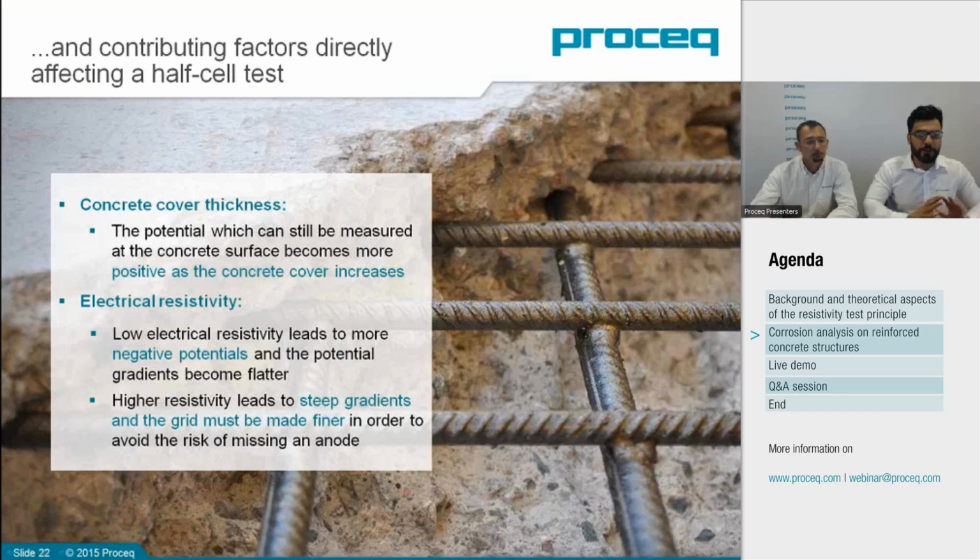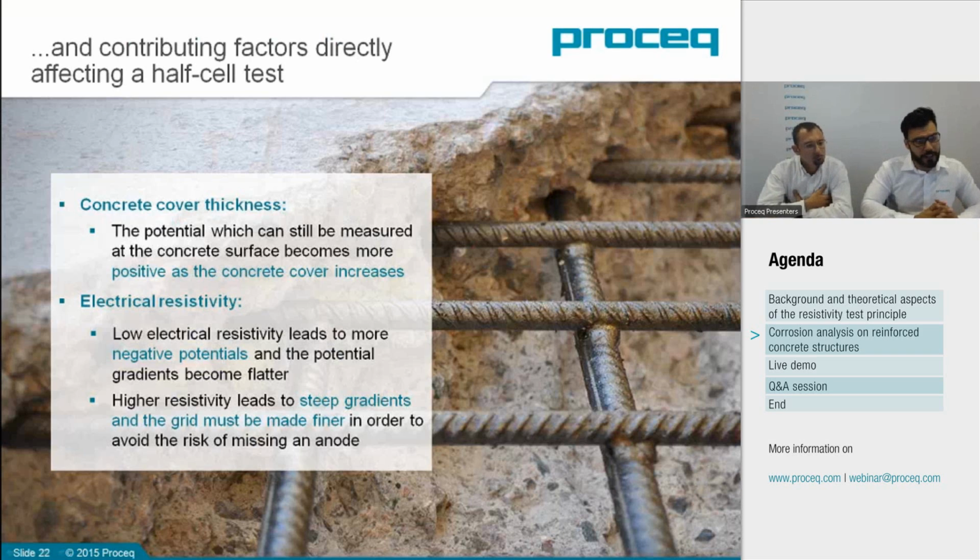Now, like any other test principle, there are contributing factors that affect half cell potential. Obviously, one of the most important factors is the concrete cover thickness. Basically, the potential which can still be measured at the concrete surface becomes far more positive as the concrete cover increases.